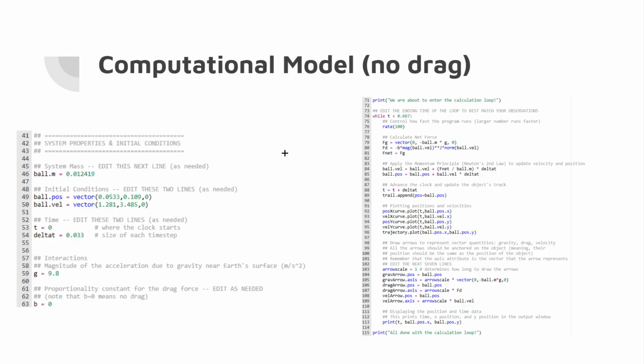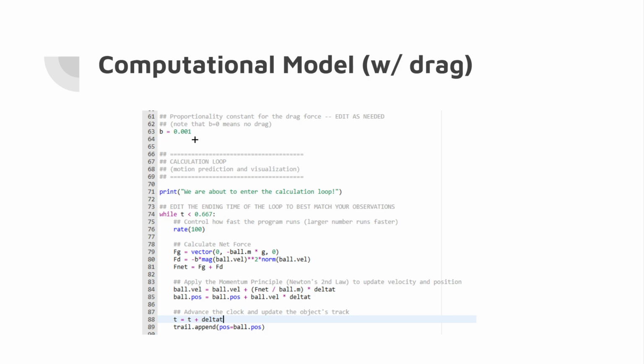And for the no drag computational model, we enter the mass and then the initial position and velocity, and we start at time equals 0, and delta t is 0.033 seconds, which is for each frame. The acceleration of gravity is 9.8, and since we're not accounting for drag force, b equals 0 in this scenario. F net is just equal to Fg, which is negative mass of the ball times gravity, and Fd we can ignore because we're not using drag in this scenario. And then we have the velocity update and the position update.